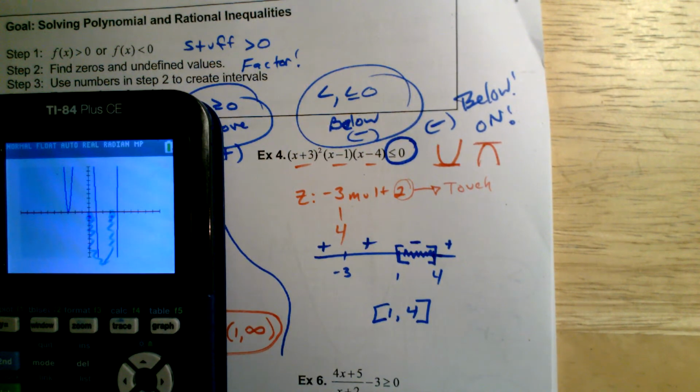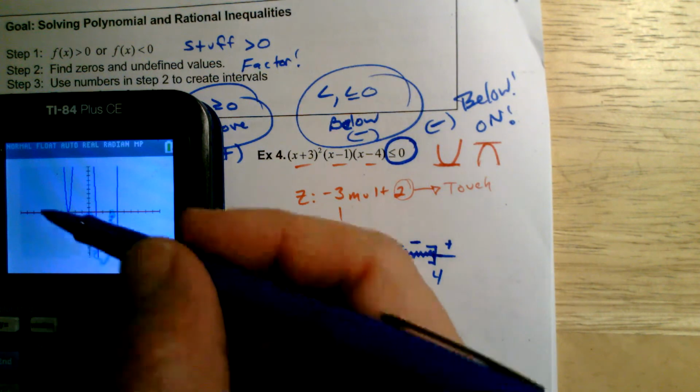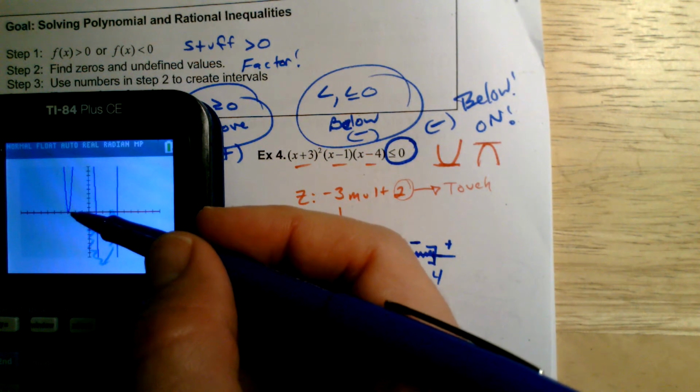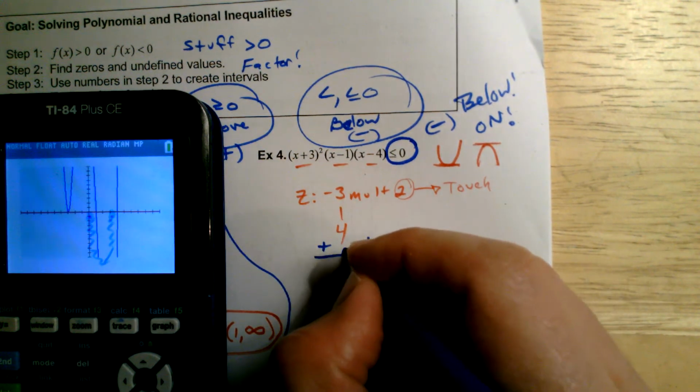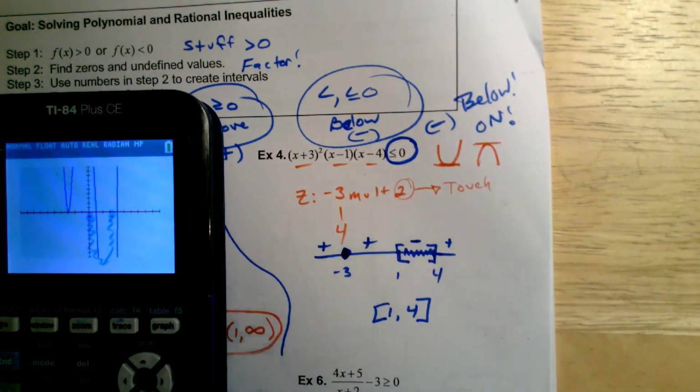Do you see it below or on the x-axis anywhere else? Yeah, right here at -3. Isn't it on the x-axis? Okay, so we have to include that. I'm going to darken that guy in.